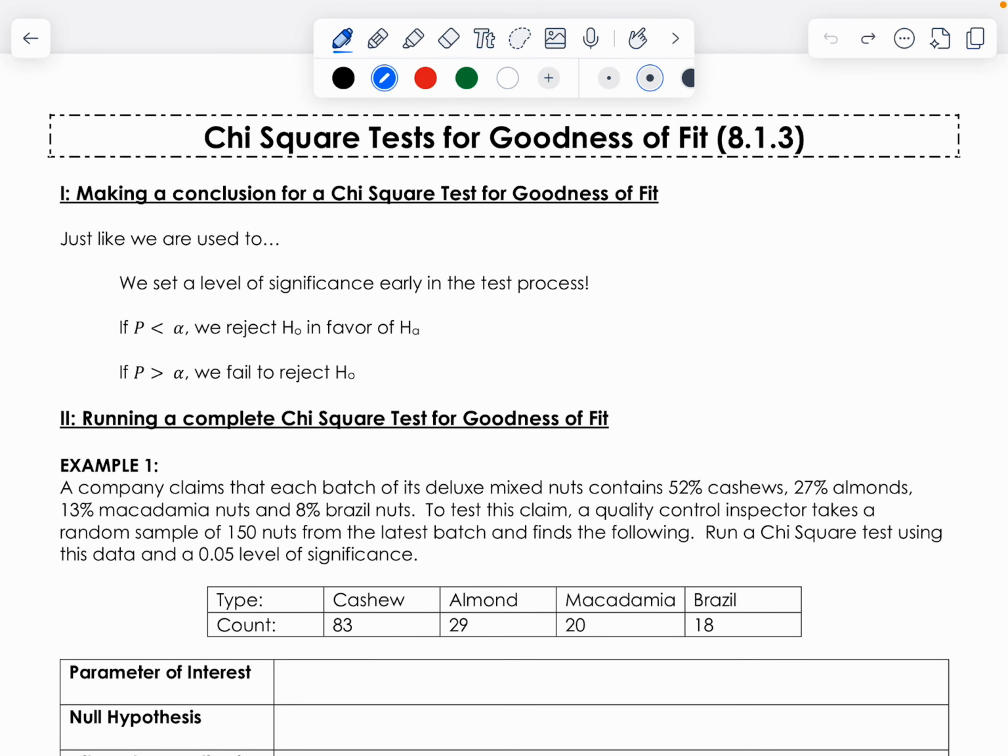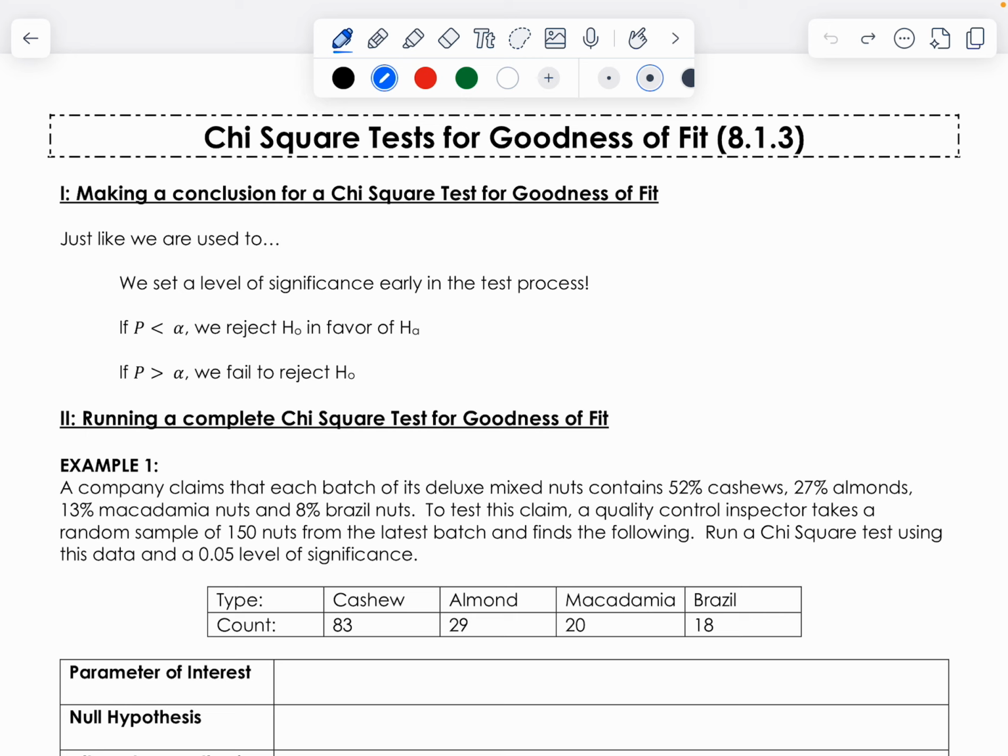Okay, guys, so today we are going to finish our discussion of chi-square test for goodness of fit. And the last piece that we have not yet talked about is making that final conclusion. And that's a really easy one because it's exactly what we've been doing with our z-tests and our p-tests. So we always set a level of significance. If our p-value is less than that level of significance, we reject the null in favor of the alternate. And if it's greater than that level of significance, then we fail to reject the null hypothesis.